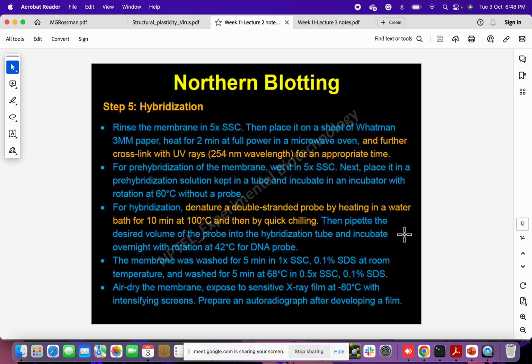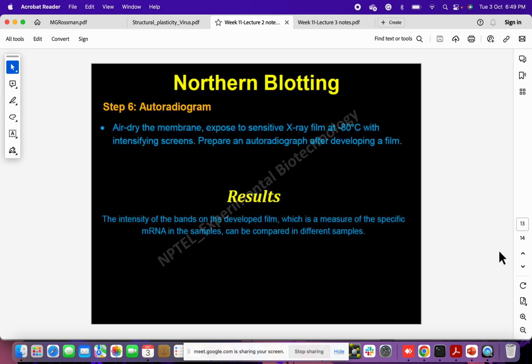The membrane was washed for 5 minutes in this buffer, and then air dry the membrane. Then you have to expose this to X-ray films at -80 degrees with intensifying screens and prepare the autoradiograph. For the autoradiogram, you air dry the membrane and expose it to sensitive X-ray films.